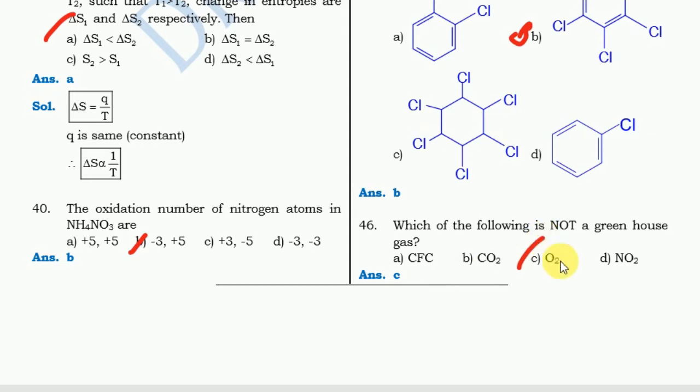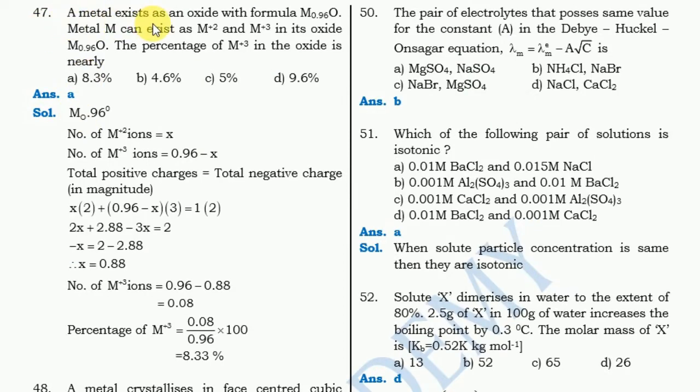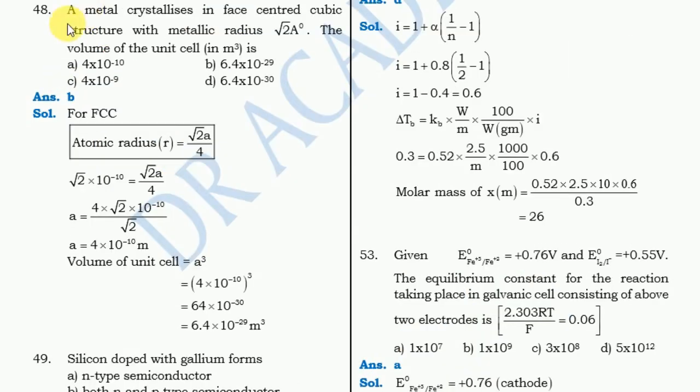For this question, the correct answer is 8.3%. Next question: a metal crystallizes in face centered cubic structure. For this one, the correct answer is option B, 6.4. Next question: silicon doped with gallium forms... For this one, option D, p-type semiconductor.